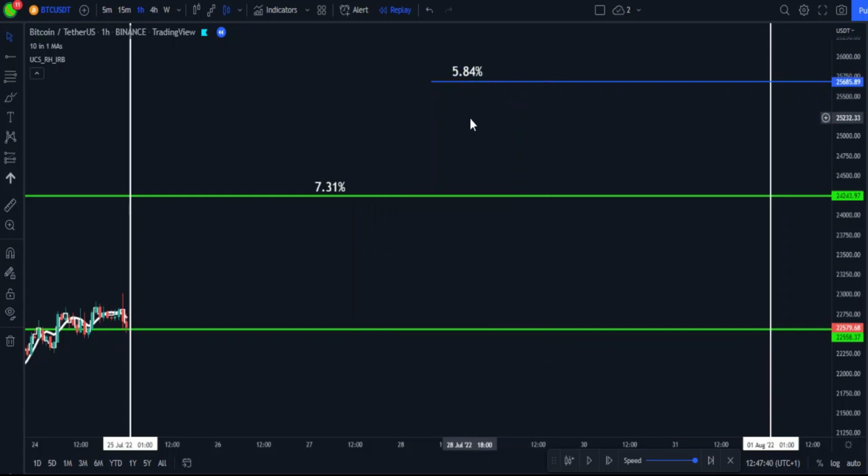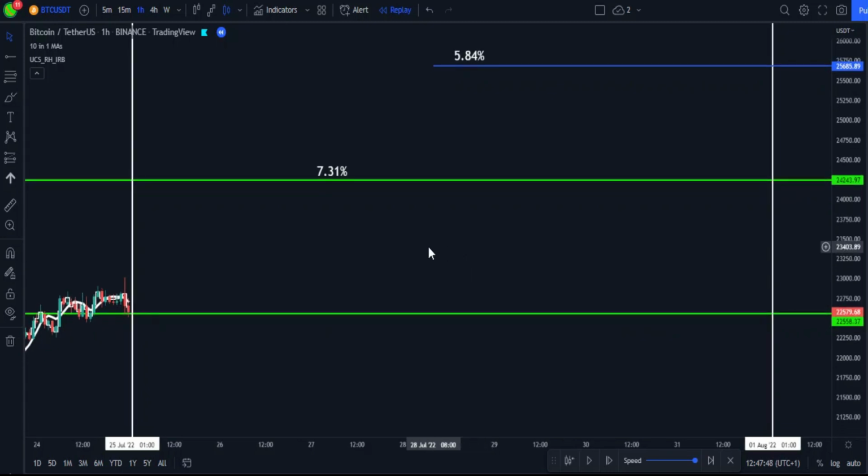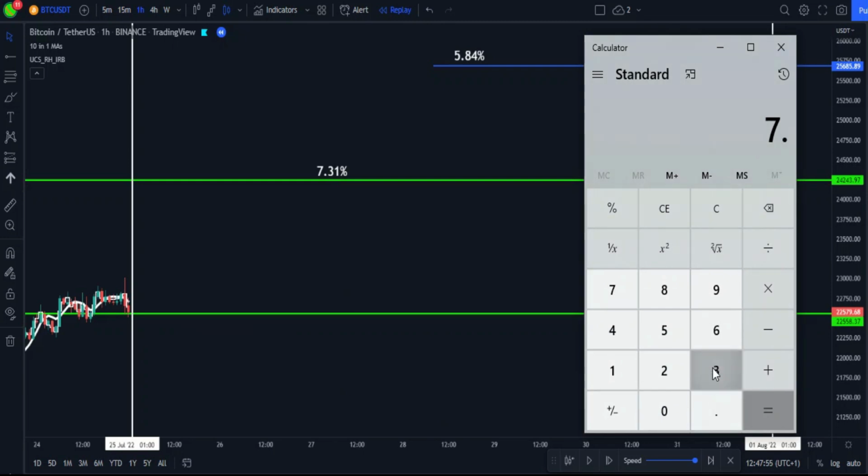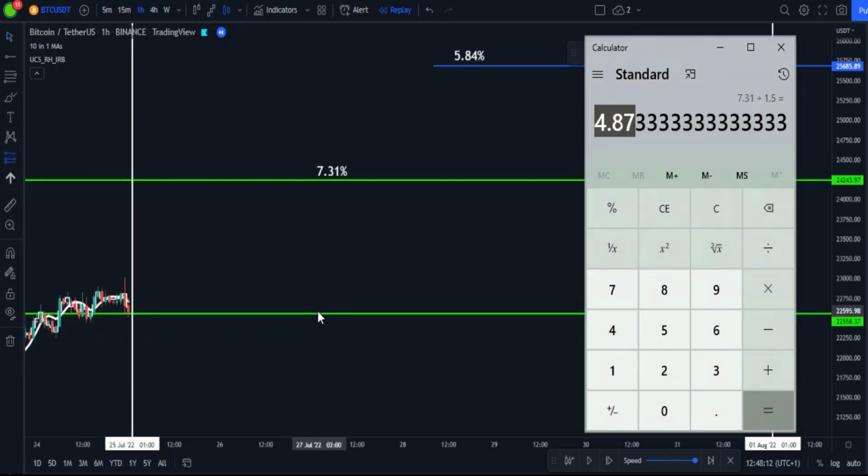Now let's go back to the first profit level in order to extract the stop loss. We take this number, put it in the calculator, and divide it by 1.5. And the result will be the stop loss of the first signal, which is 4.87%. Now we take the long position tool and place it according to the results we obtained.